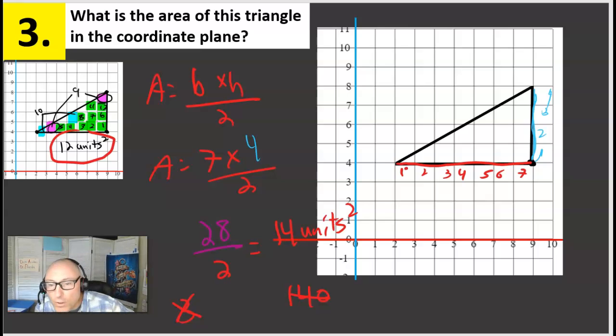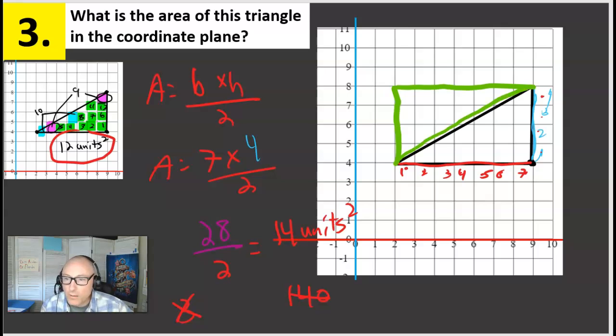Let me just double check that. 1, 2, 3, 4, 5, 6, 7. 1, 2, 3, 4. Yep. 7 times 4 divided by 2. If we were to draw this out as a full rectangle, we would have this. And that would be 7 times 4 divided by 2. We would take half of it. We would want the half that's in the blue. So beautiful this stuff is. Next.